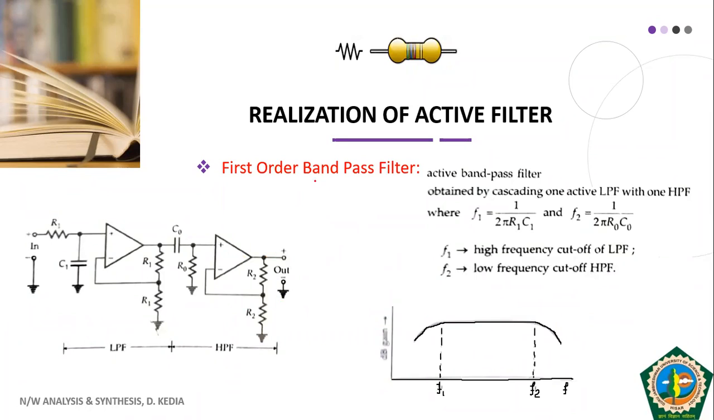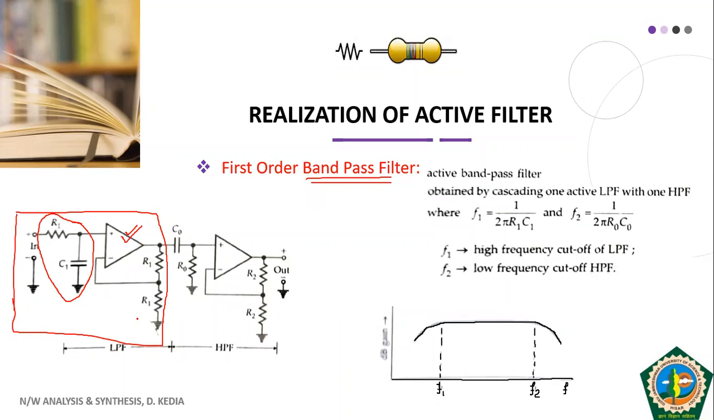So then we have the first order band pass filter. For the band pass filter, if you see carefully, it is a combination of a low pass filter and a high pass filter. See, this is our low pass filter, the same circuit that we saw previously. This is our non-inverting amplifier and this is the RC low pass filter. And then this is our high pass filter.